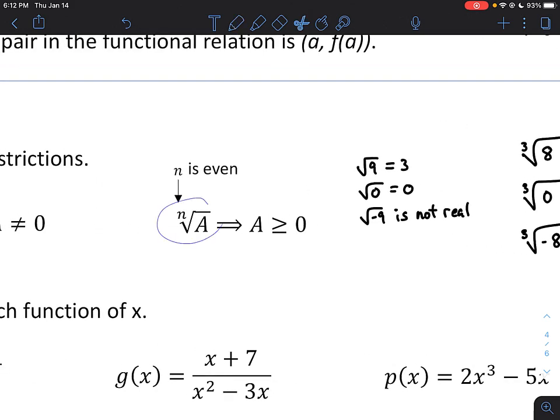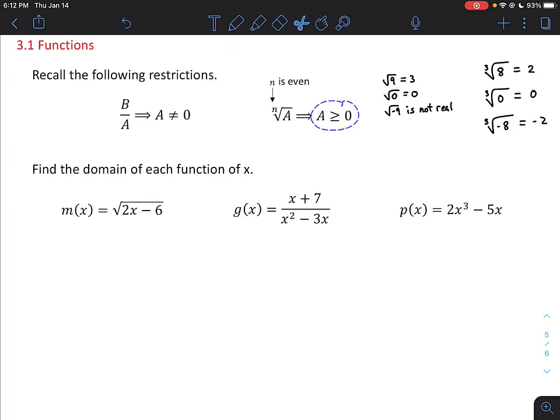So if ever you have an even root of something, that something must be bigger than or equal to 0. All right, so here are some functions given. M of x equals the square root of 2x minus 6. G of x is equal to x plus 7 all over x squared minus 3x. And P of x is equal to 2x cubed minus 5x. And we're expected to find the domain of each of these functions.